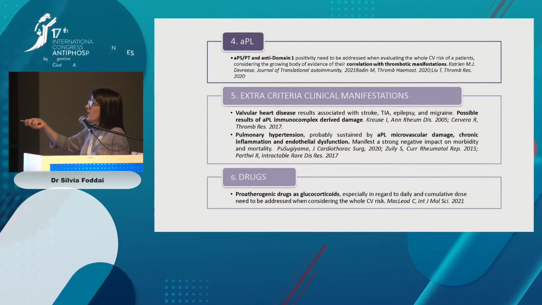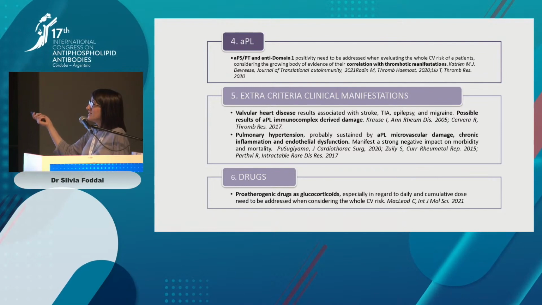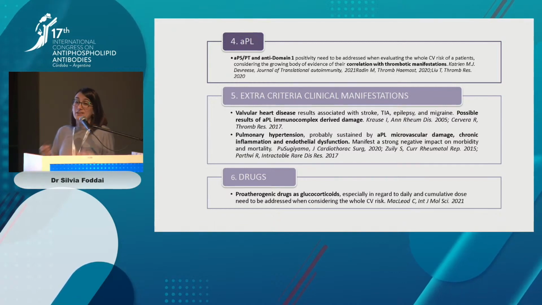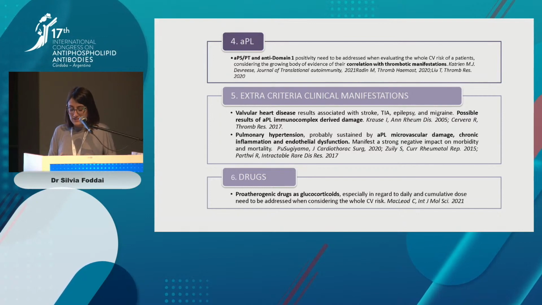To name two of them, we've got valvular heart disease and pulmonary hypertension. In the end, we have to assess for the presence of drugs that can impact on the pro-atherogenic profile, that can impact on the whole cardiovascular risk assessment, such as steroids.